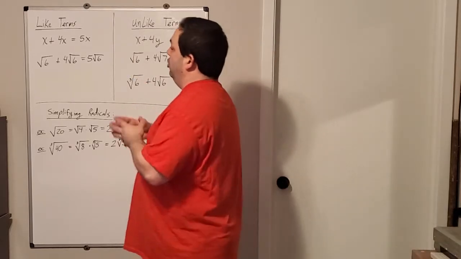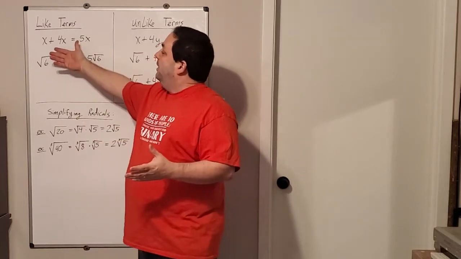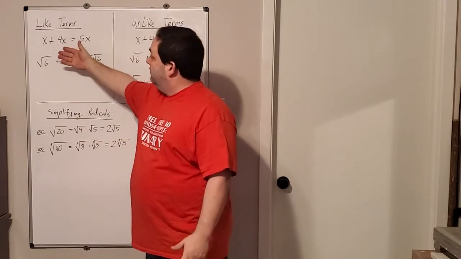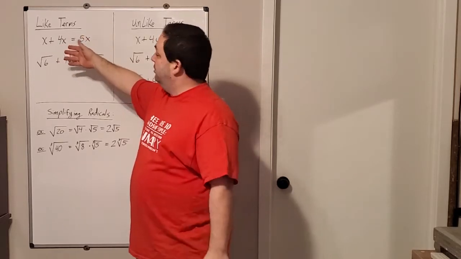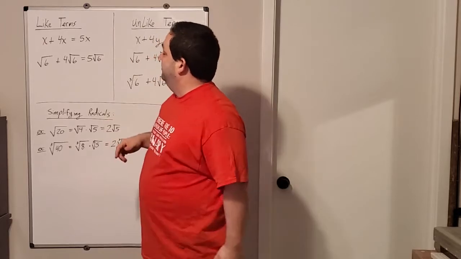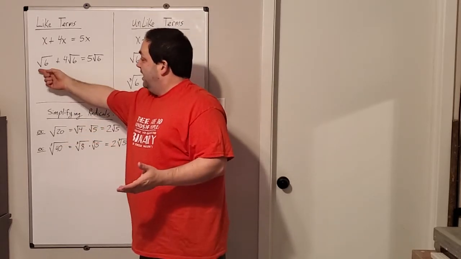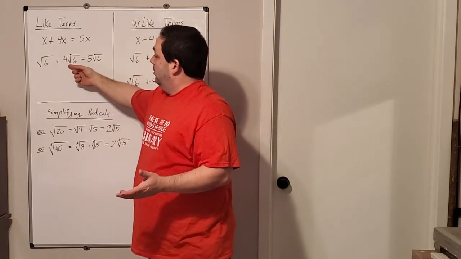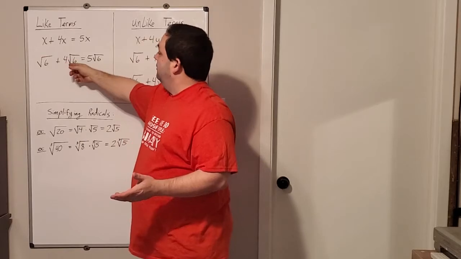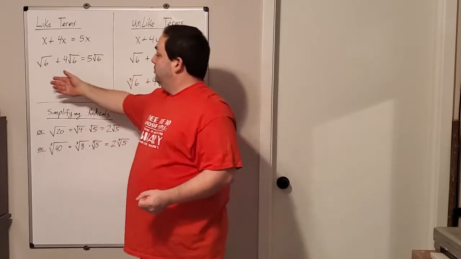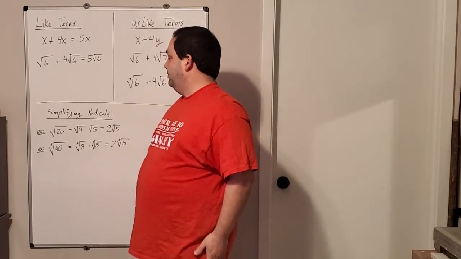First, you're going to need to understand the idea of like terms. You originally talk about this with variables, x plus 4x equals 5x, because they both share the same variable combination, and 1 plus 4 is 5. Okay? Same thing works for radicals. If it's the exact same radical, square root of 6 and square root of 6, then I can do the same thing. These would be like terms, so 1 plus 4 would equal 5. So square root of 6 plus 4 square root of 6 would be 5 square root of 6.